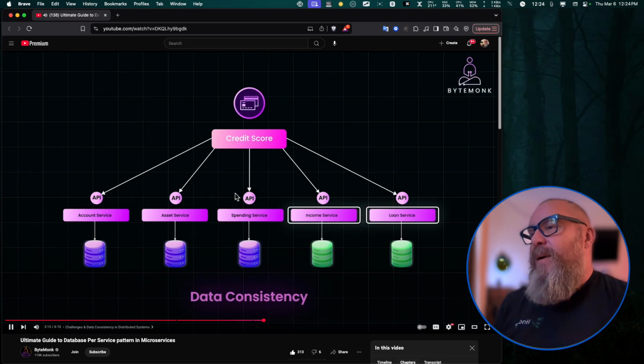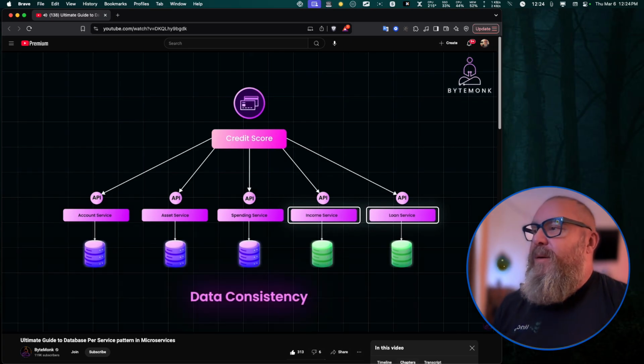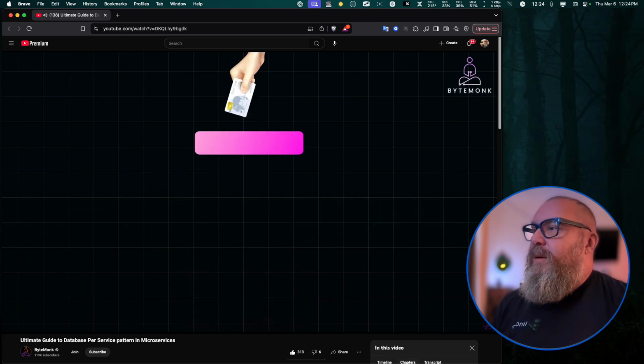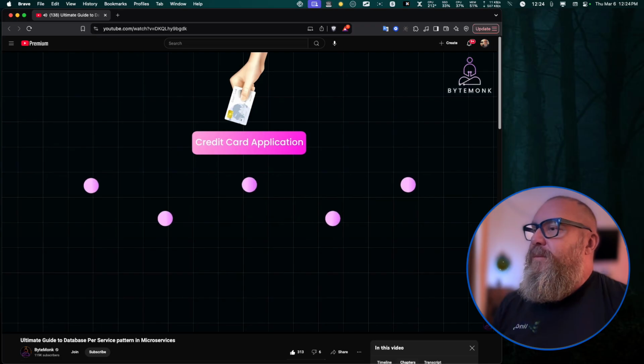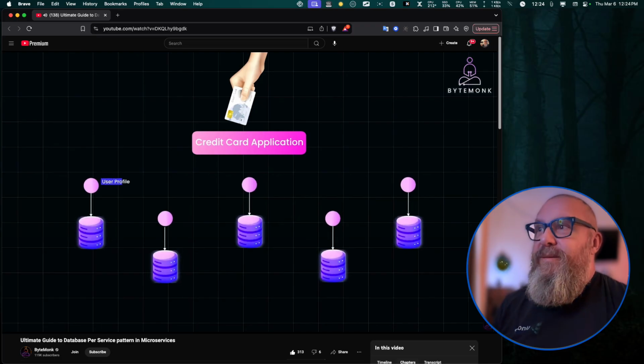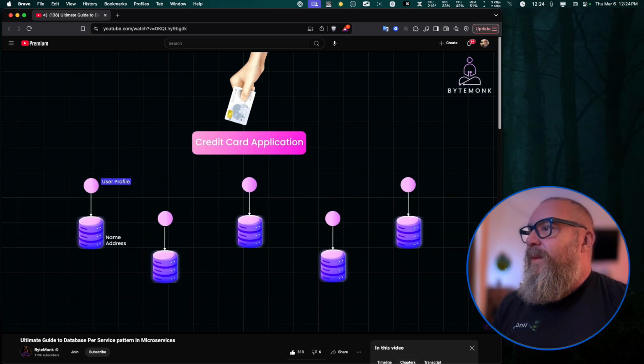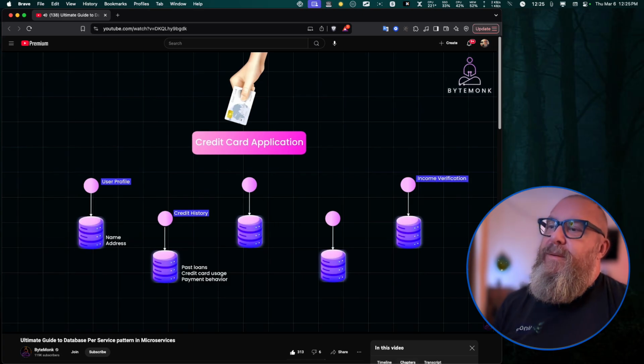Because each service has its own database, maintaining data integrity can be tricky, especially when transactions span multiple services. For example, imagine a user requests to apply for a new credit card. The seemingly simple action might involve several microservices, each with its own database. For example, the user profile service stores basic user information such as name, address, etc. The credit history service maintains the user's credit history such as past loans, credit card usage, and payment behavior. The income verification service validates the user's income information.